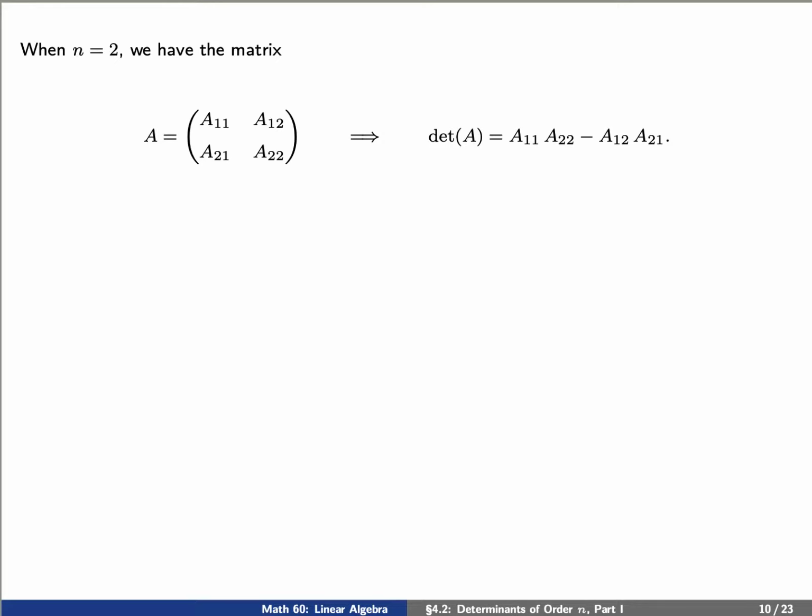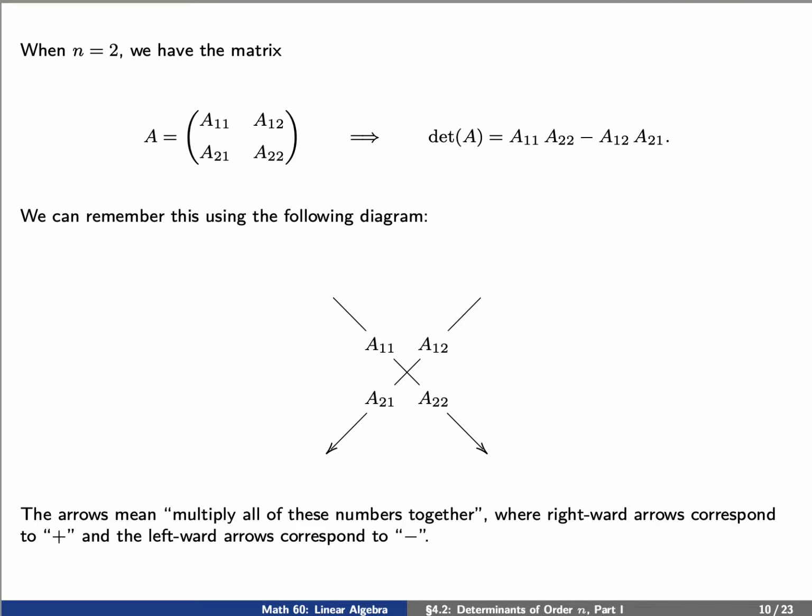Let's put this in a slightly different way. When n is equal to 2, we have the following 2 by 2 matrix, and its determinant is again A11 times A22 minus A12 times A21. We can remember this using the following diagram.